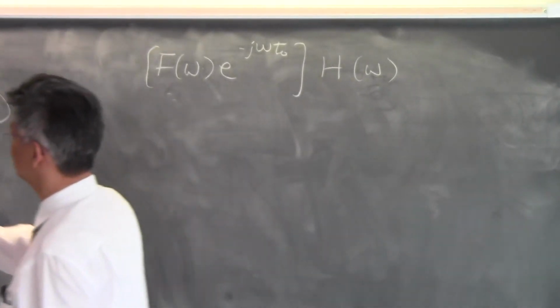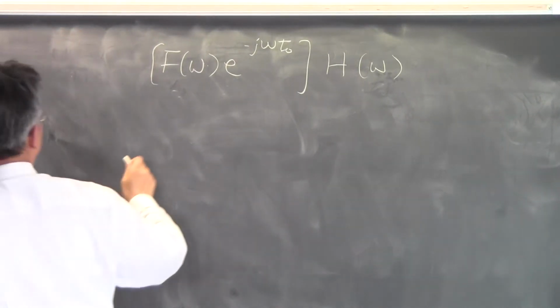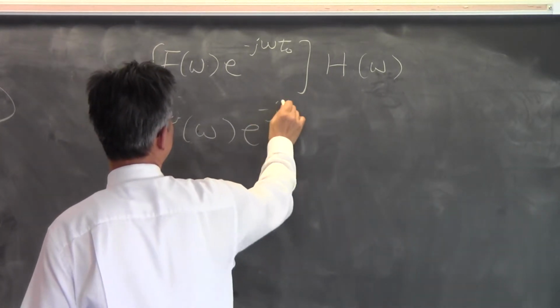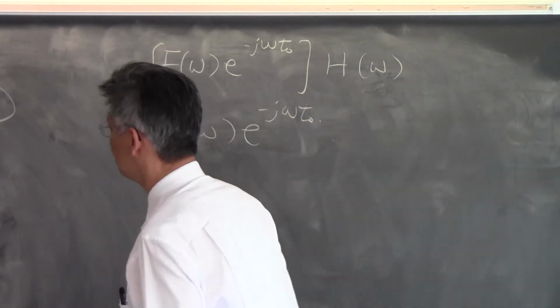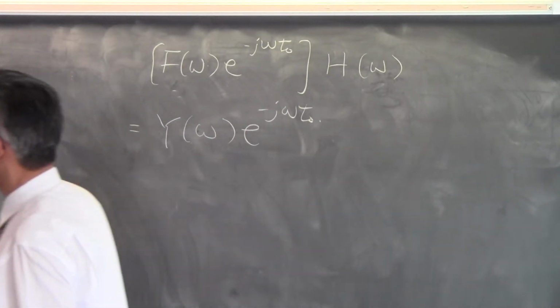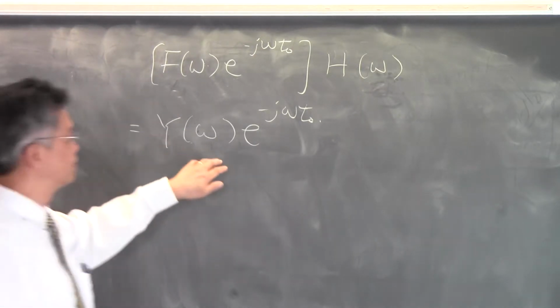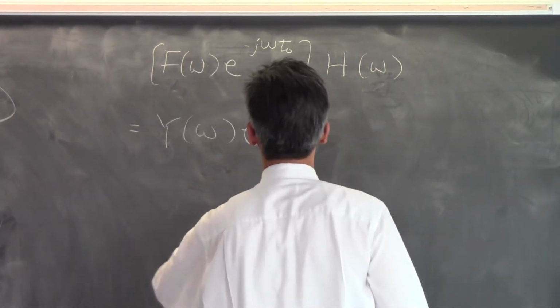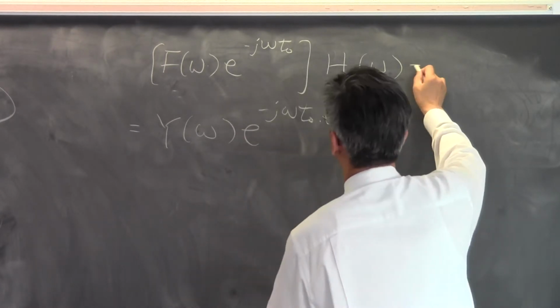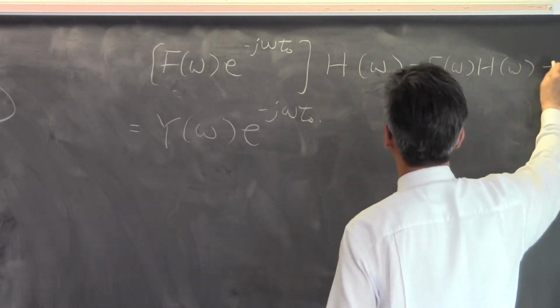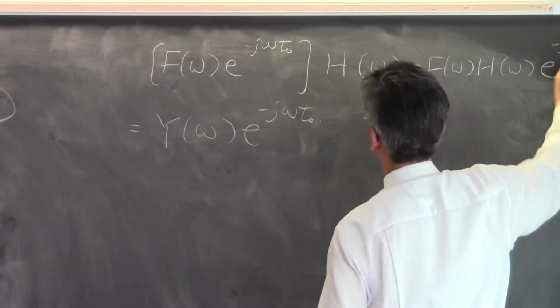Okay, if I were to use the first formula, this is equal to Y of omega e to the minus j omega t naught. So both sides are satisfied. Left hand side Fourier transforms to this, right hand side Fourier transforms to that. So it's F of omega, H of omega, e to the minus j omega t naught.